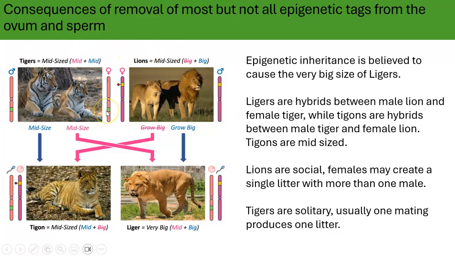Lions and tigers are different from each other. Lions are social, so females may mate with several males and produce a litter that has many different fathers, produced by many different males' sperm, whereas tigers instead are solitary. They usually mate once and they produce one litter afterwards.